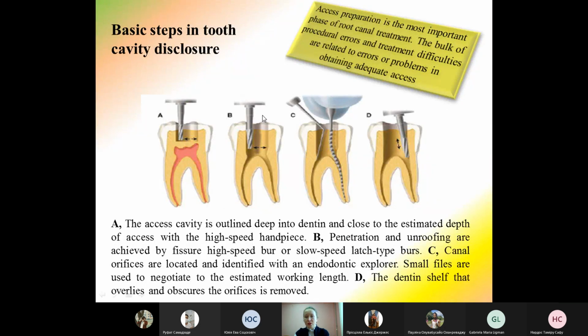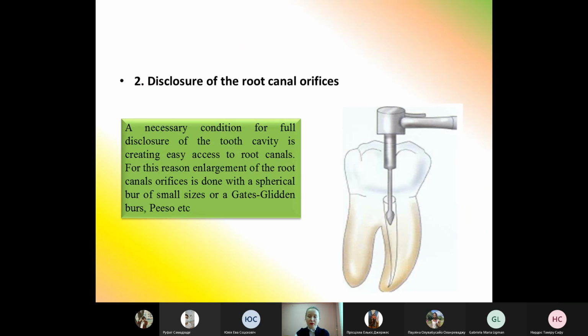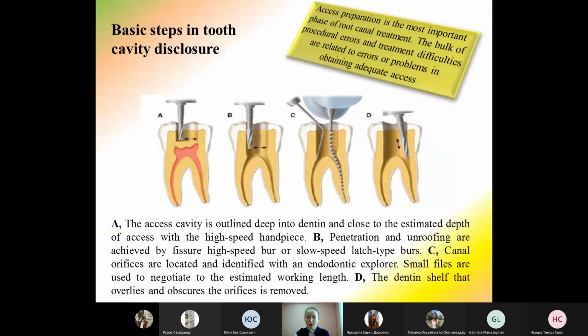Basic steps in tooth cavity disclosure. So, preparation of enamel and dentine, then penetration and unroofing, which is achieved by a Fissure high-speed burr or slow-speed handpiece, and a fissure burr or round-shaped burr. Then location of canal orifices and identifying by a pathfinder or small endodontic instrument the root canal to its full length.